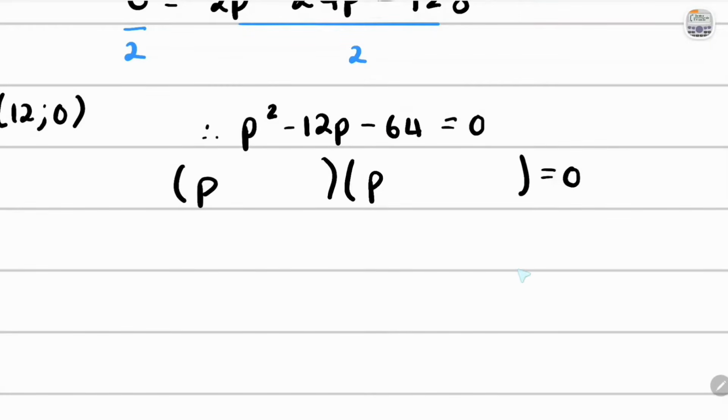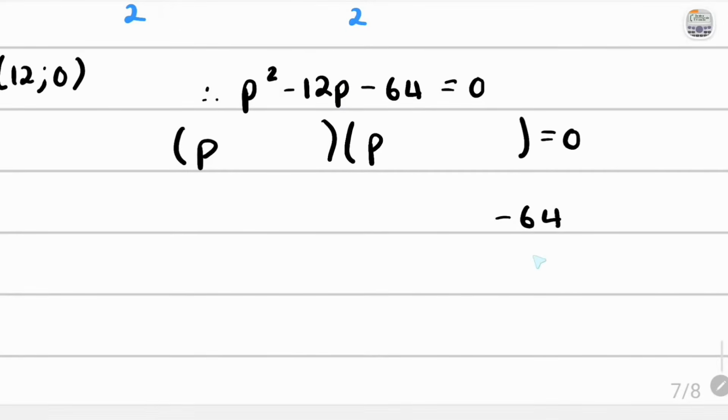And now we need factors of negative 64 that specifically give us negative 12. You can't try 8 and 8, it's not going to work. So let's try something bigger. Try something like 16 and 4.